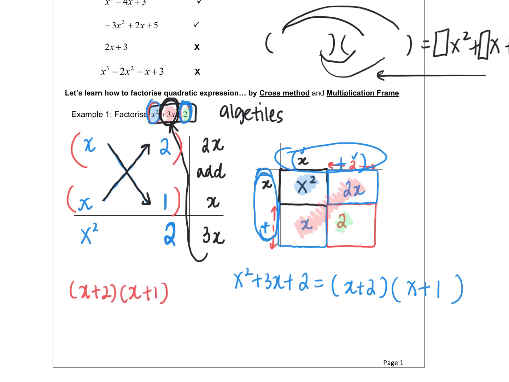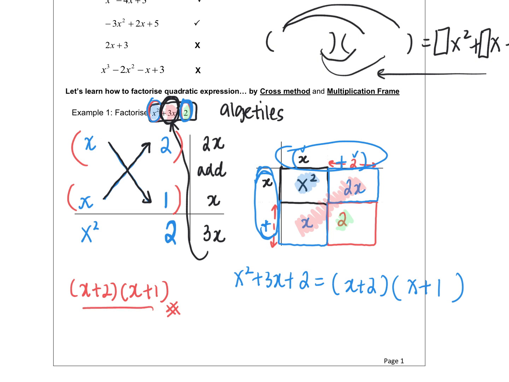How does one process the tiles? It's so much easier. So this is the factorization of your quadratic expression. It's okay if I don't draw the lines. Okay, so these are 2 methods. I'm going to do a few examples until you are confident with one. You don't need to do both, just one of them. Choose the one that you like. So you pick the one you prefer.